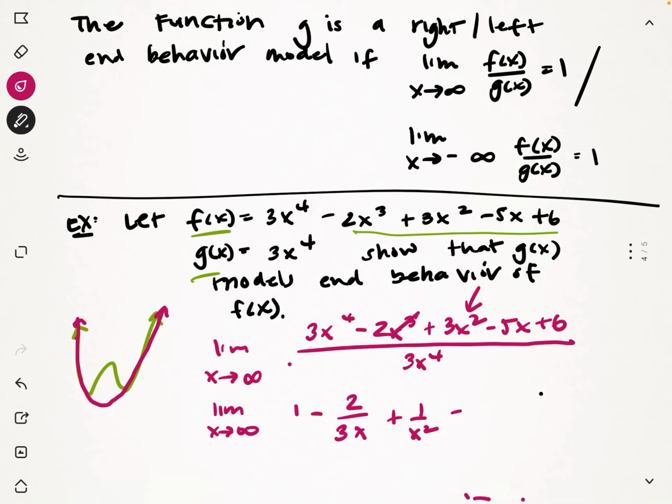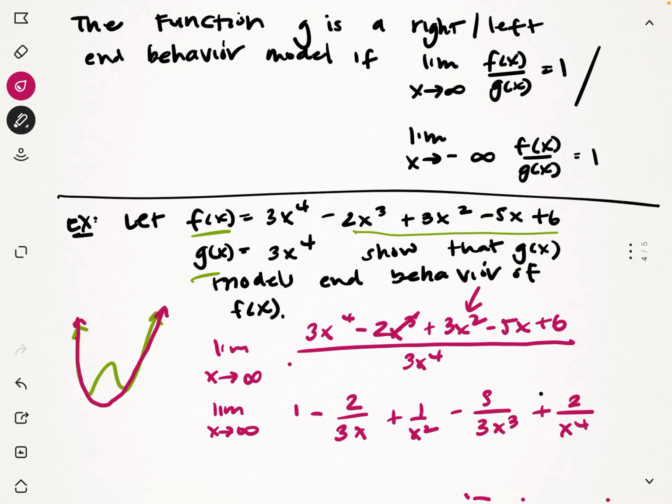And then for the next one, 5 over 3. One of the x's in the top cancels with one of the x's in the bottom, so there's still 3 x's in the bottom. And then actually 6 and 3 divide. It's going to be 2 over x to the fourth.